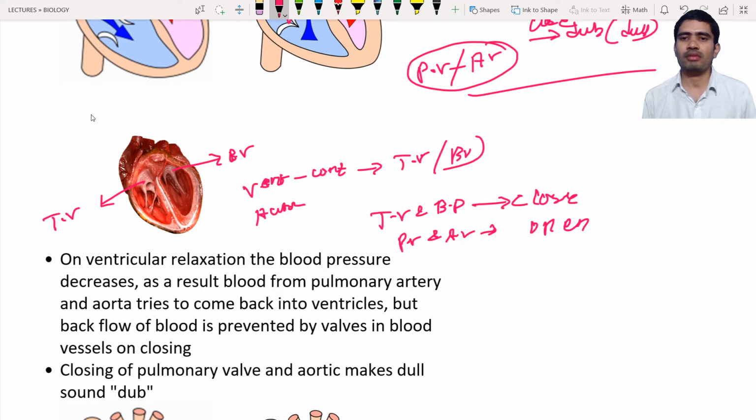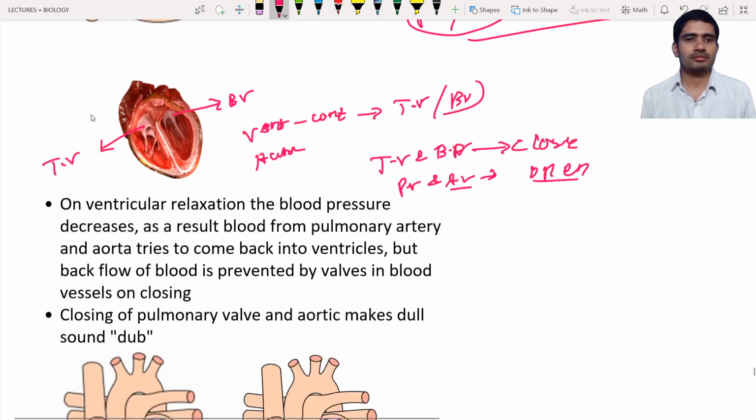So again the same cycle repeats. When the pulmonary valve and aortic valve open, the tricuspid valve and bicuspid valve close. When the tricuspid valve and bicuspid valve open, the pulmonary valve and aortic valve are going to close. Okay, so in the opposite direction.